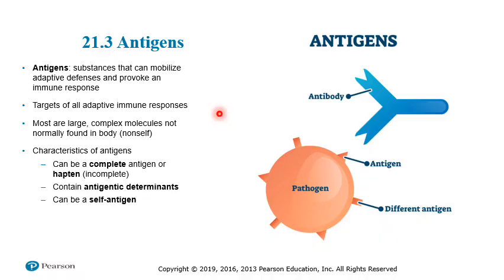These antigens are targets of the adaptive immune responses. Most of them are large, complex molecules that are not normally found in our own body. You find the antigens outside, which means they belong to microorganisms. They are not self. So characteristics of antigens will be either complete antigens, which are usually large molecules, or haptens. They are incomplete, and most of the time haptens will not elicit an immune response because they cannot be recognized because of their small size.